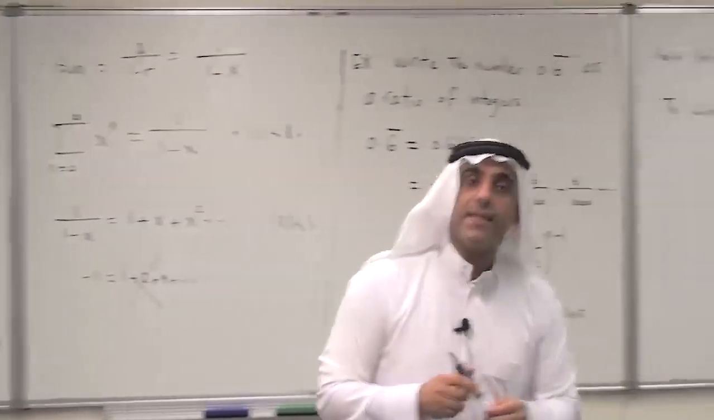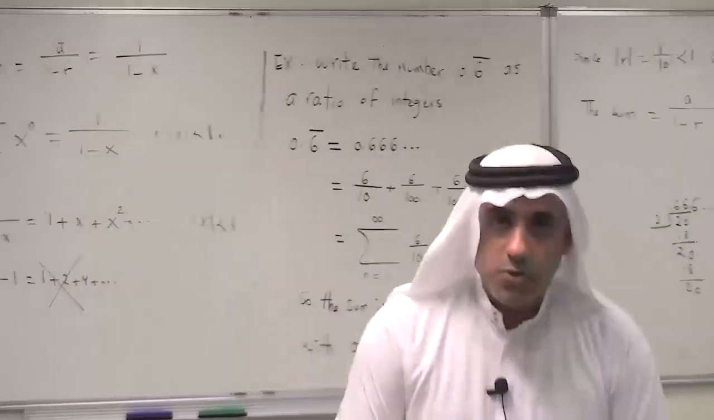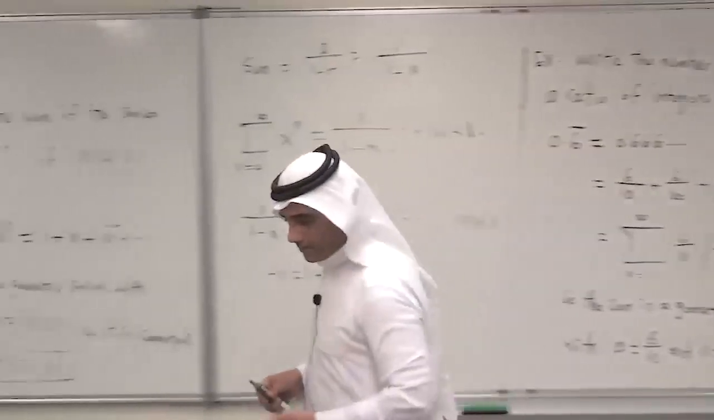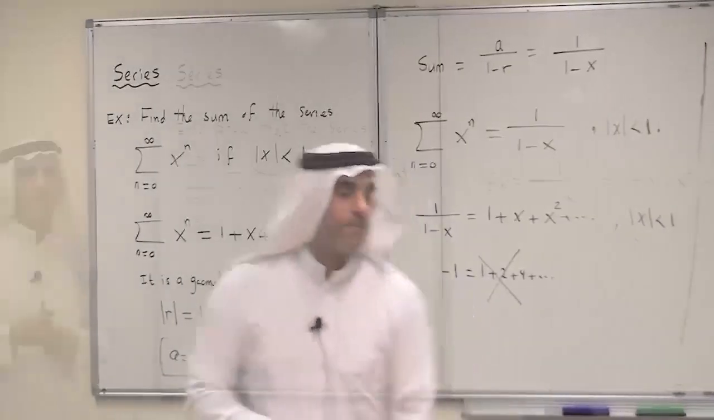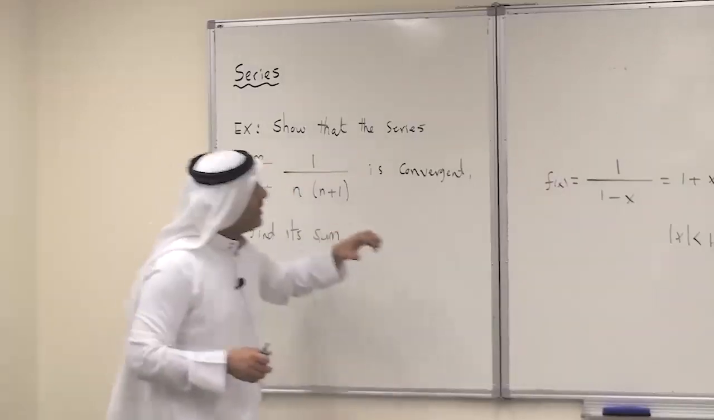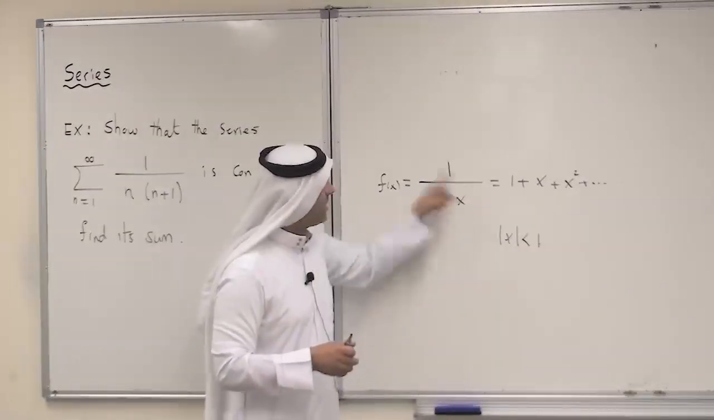Now we will discuss another type of series. It's called a telescoping series, and we will see how to test for convergence. That will be our next point. Okay, before we go to this example, which is another type of series, let us say some words about the previous example we have here.